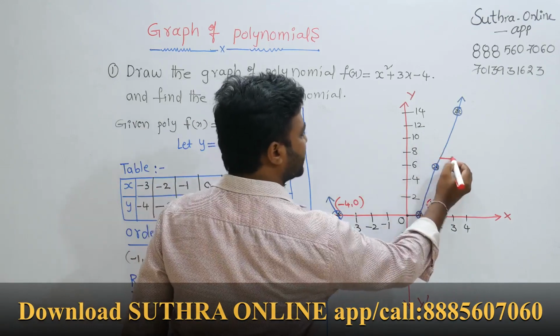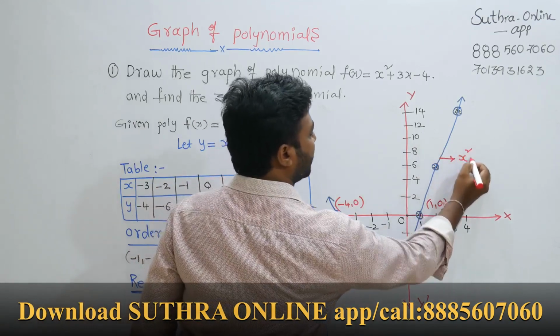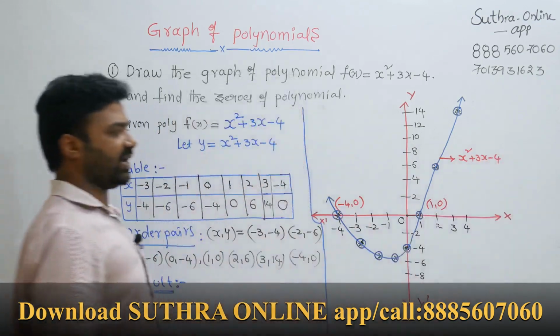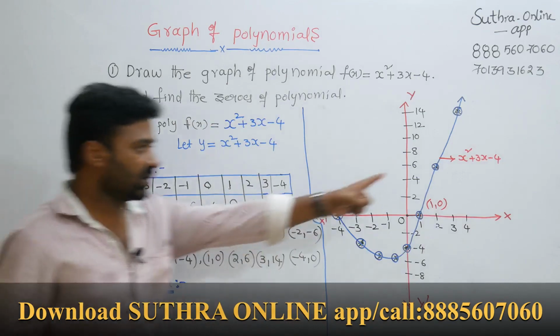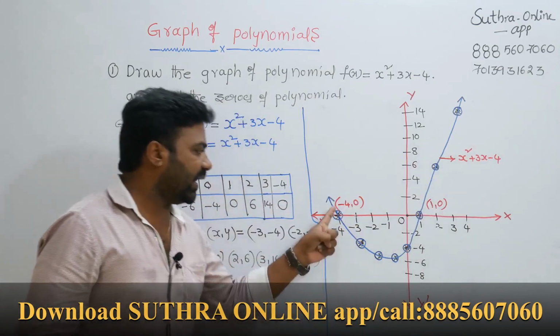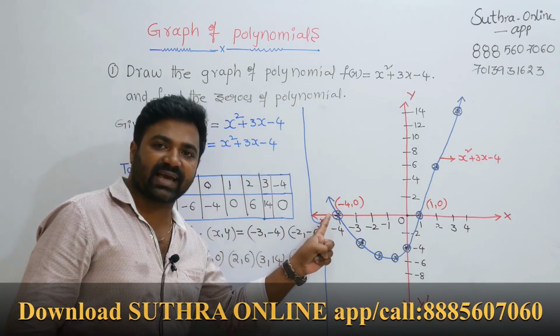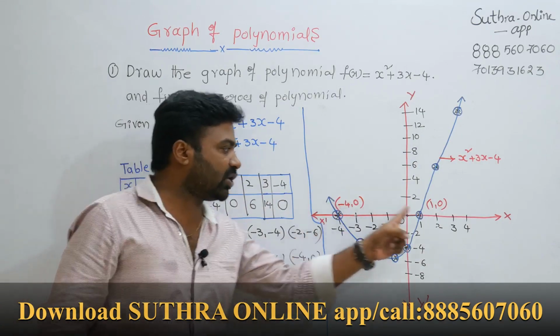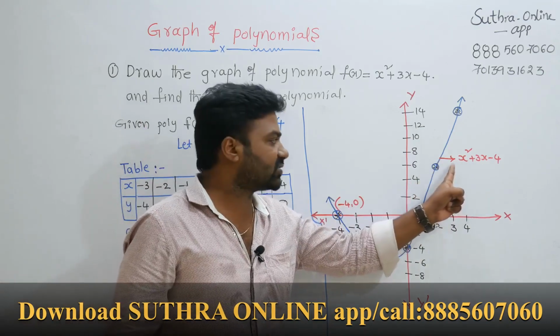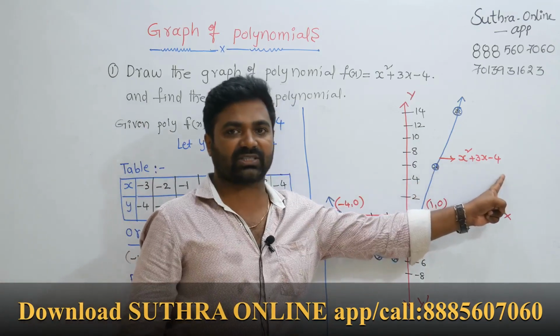This curve name is x square plus 3x minus 4. Compulsory you write these conditions. So here the circle symbol, and this curve intersects the x-axis at -4 comma 0 and at 1 comma 0. You write this curve name, x square plus 3x minus 4, the curve name also.